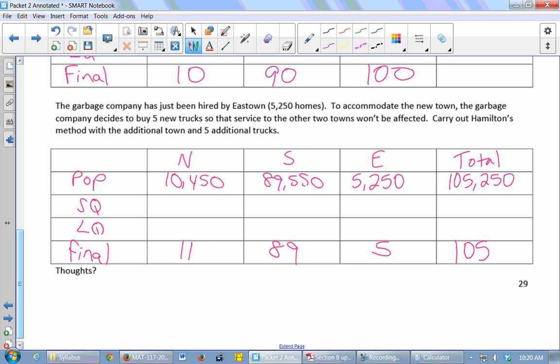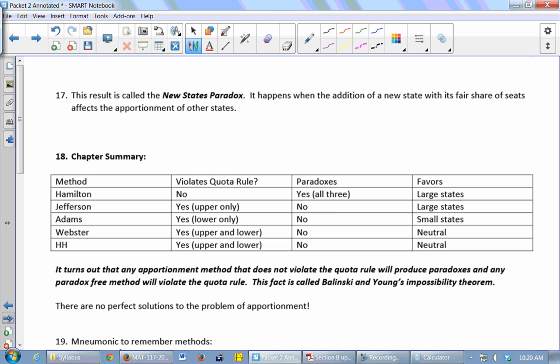So this is another paradox that happens when we use Hamilton's method sometimes. The addition of a state can affect the apportionment of other states, right? It's called the new states paradox. The addition of a new state with its fair share of seats can affect the apportionment of other states.